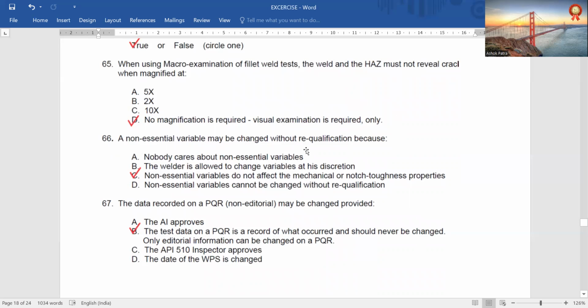The non-essential variable may be changed without requalification because non-essential variables do not affect the mechanical or notch toughness properties.